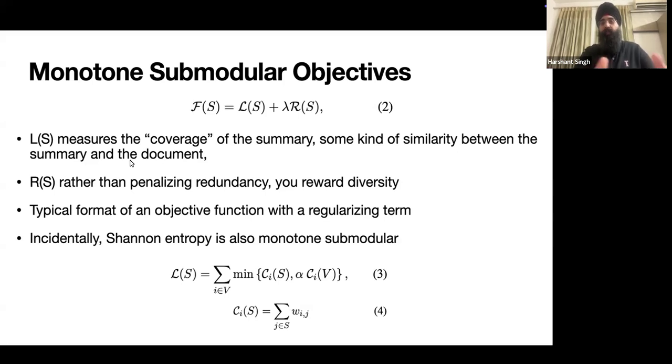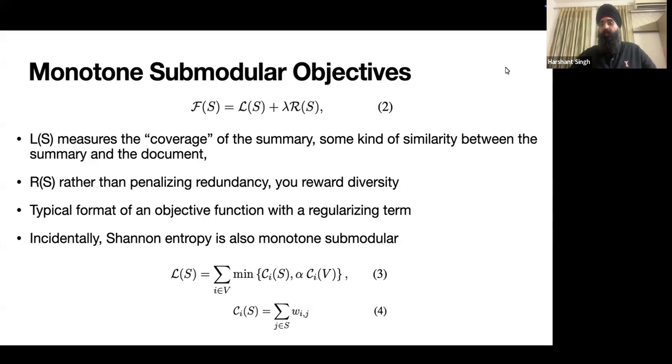So L of S measures the coverage of the summary. That's how he breaks it up: it measures the coverage of the summary, and some sort of similarity between the summary and the whole document itself. That is the sort of thing that L measures. And R is, rather than penalizing redundancy, which led to the previous objective function being non-monotone, you reward diversity. That diversity is defined later on, I'll just get to it.